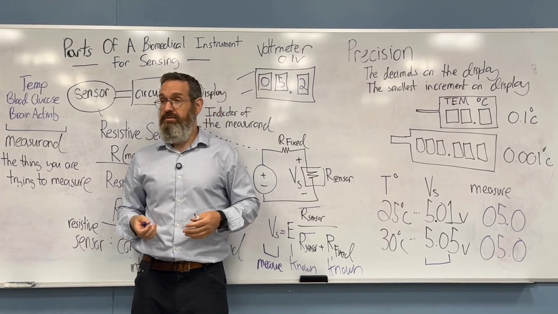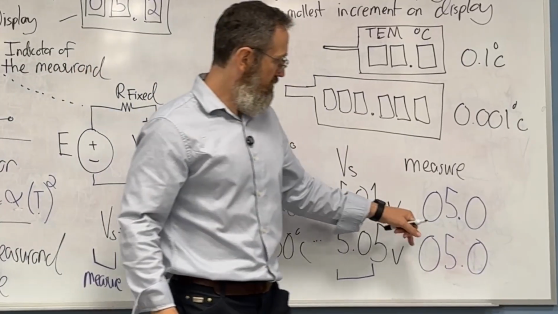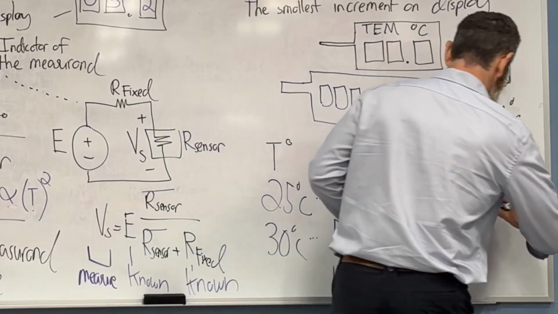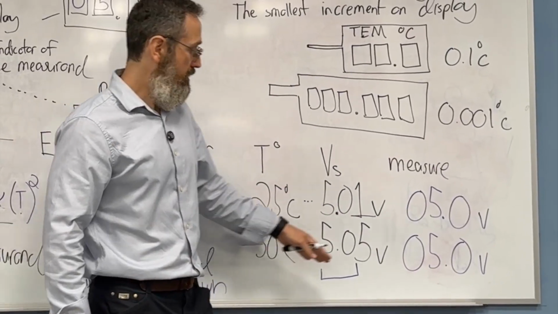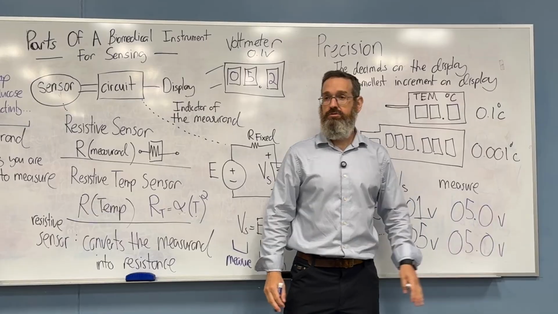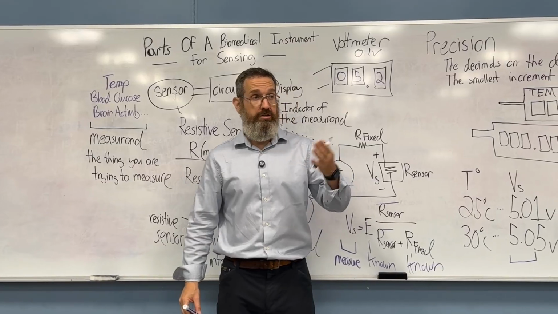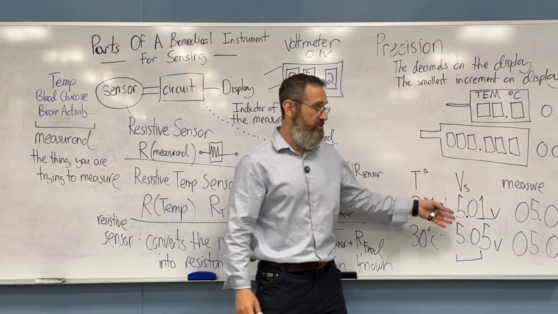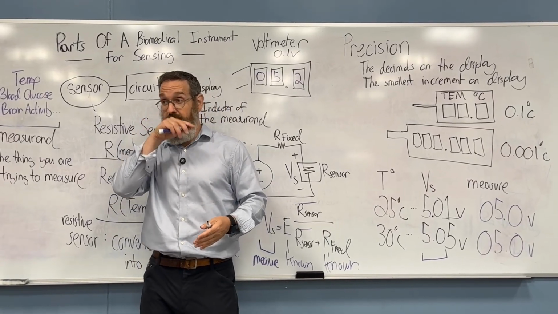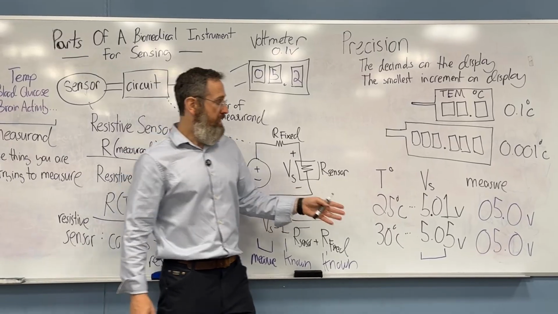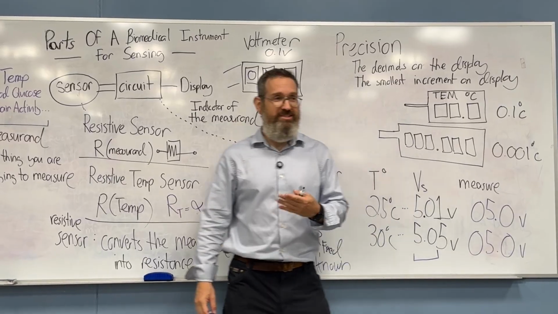Right? You've made an instrument. It's 25 degrees in the room, and you measure 5 volts. It is now 30 degrees in the room. You measure 5 volts. You measure your aunt's temperature, right? Let's say this trend continues. You measure 5 volts. Your cousin has a fever. You measure his temperature. You measure 5 volts. You can see that's not useful.